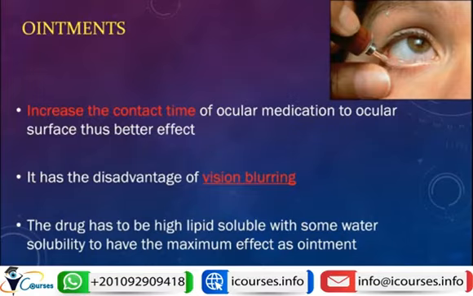The second method of the topical application is called the ointment. The ointment has an advantage of increasing the contact time to the ocular surface, so that it will have extended action. That's why we prefer to use it at night, so that the patient will have a continuous action of the medication overnight. But it has a problem of vision blurring, so it is sometimes annoying to the patient to use ointments in the morning.